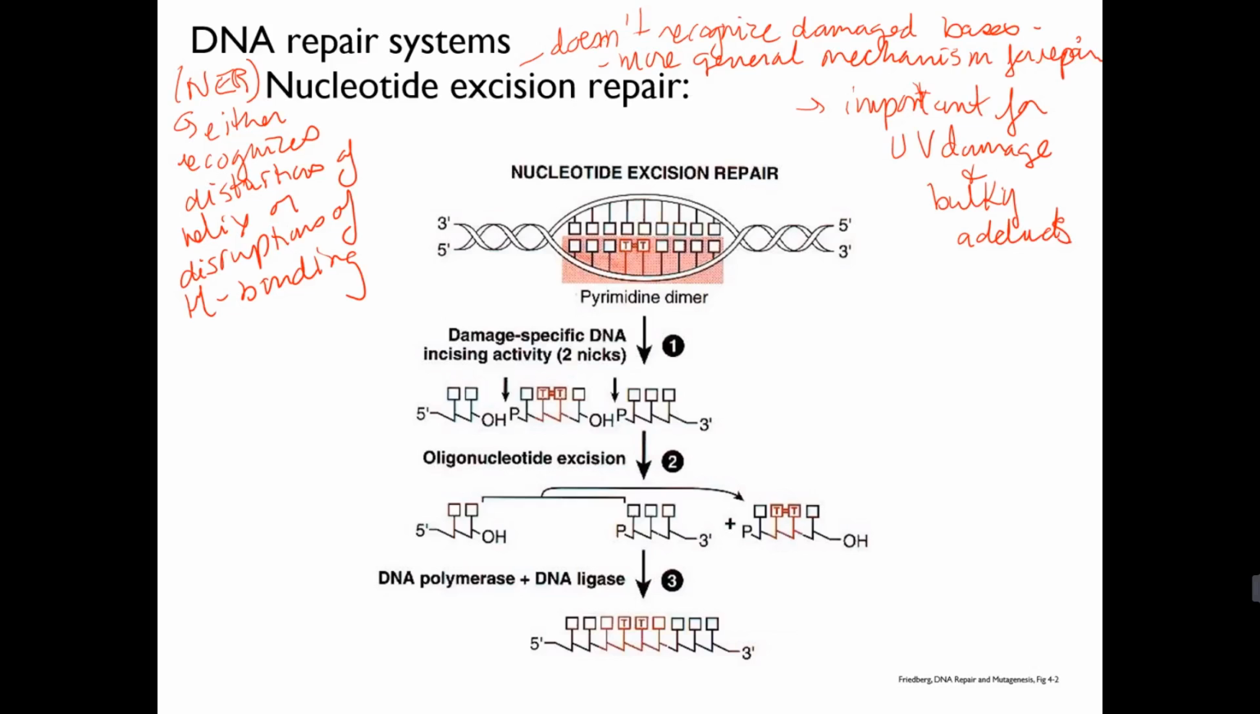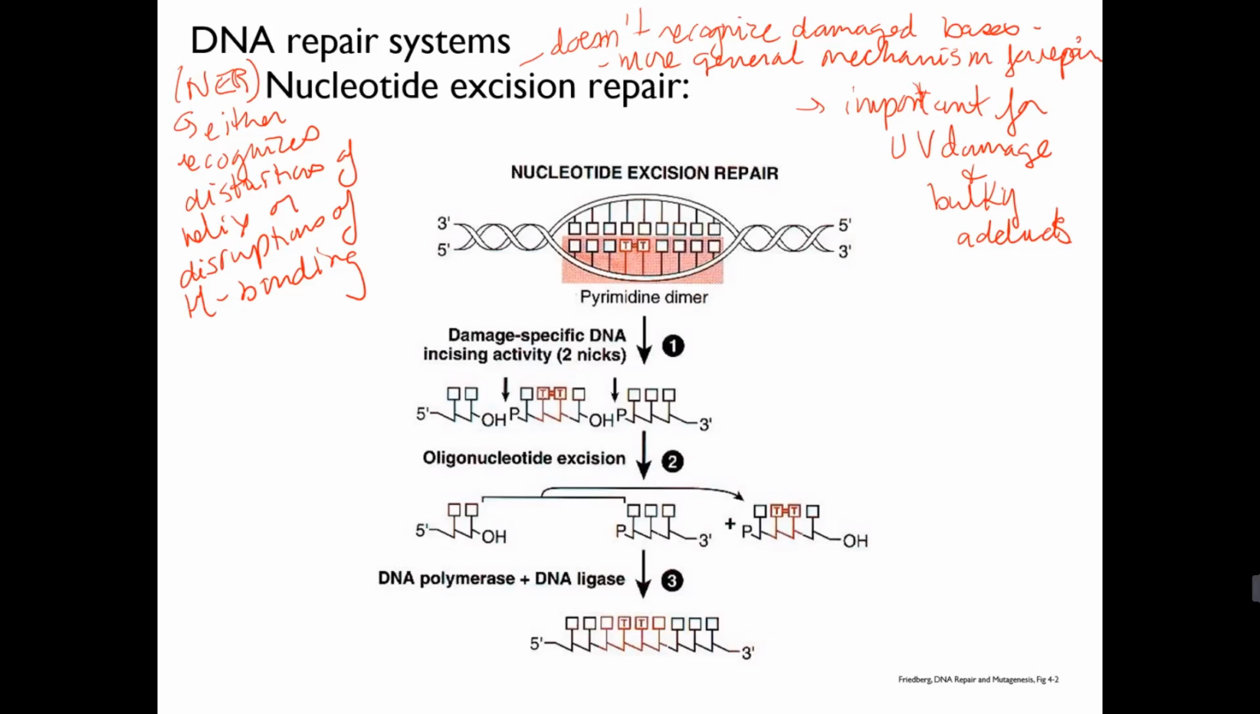What I mean by bulky adducts could be products of more complex alkylation damage, for example. What is nice about this is that you have a system that can respond perhaps to chemical forms of damage that it hasn't seen before, as long as those forms of damage can cause a disruption of hydrogen bonding or distort the form of the double-stranded helix.